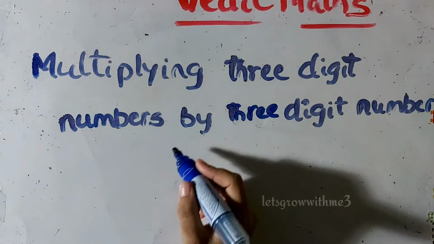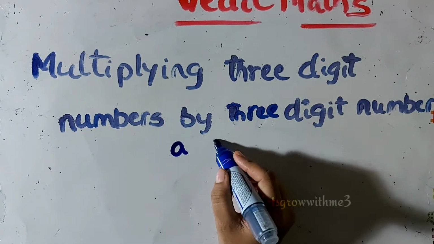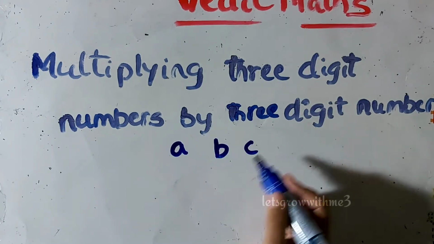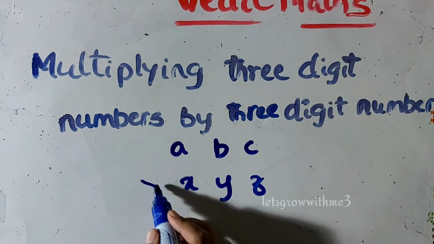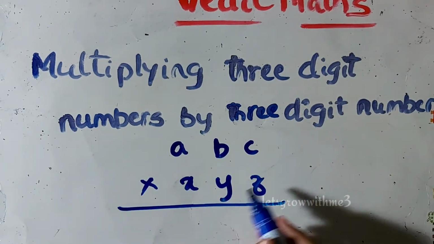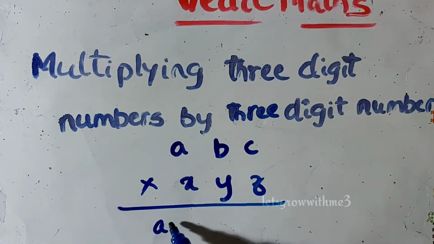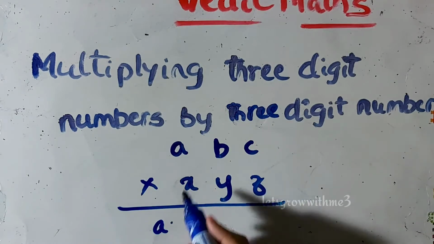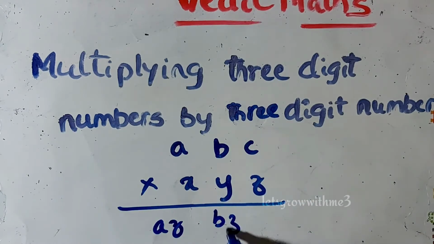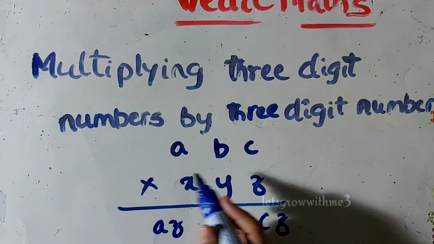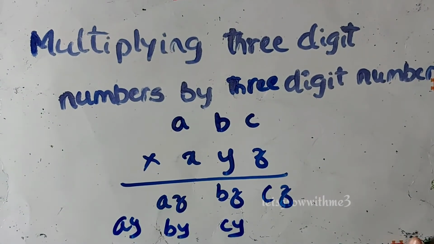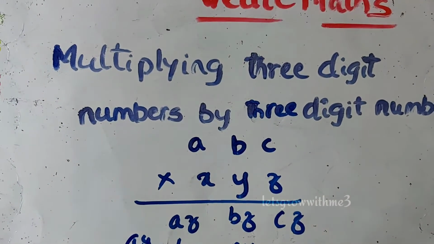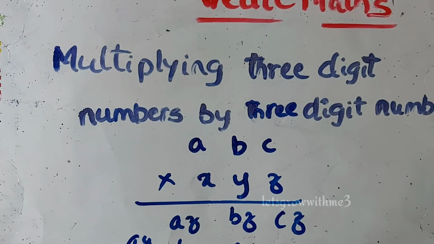Here we are considering the multiplicand ABC and the multiplier XYZ. Let's analyze our conventional method. How will we solve this question? We first multiply Z with ABC, so the values are AZ, BZ and CZ. After finishing with Z we start with Y, and the values are AY, BY, CY. Then we start with X: AX, BX and then CX.